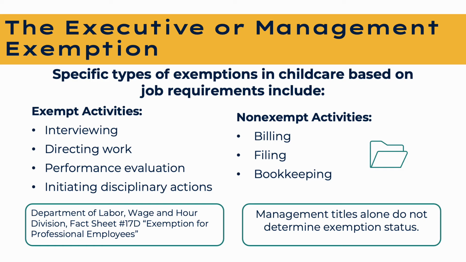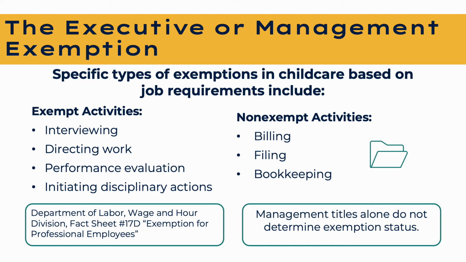According to labor laws, an exempt executive position is one who oversees a unit or department and who regularly directs the work of 2 or more employees. To qualify, this employee's work duties must fall into this area at least half of the time. Management duties such as interviewing, directing work, evaluating performance, or initiating disciplinary actions count as exempt activities. In contrast, routine clerical duties like billing, filing, and bookkeeping do not.